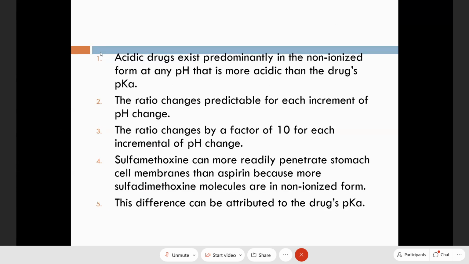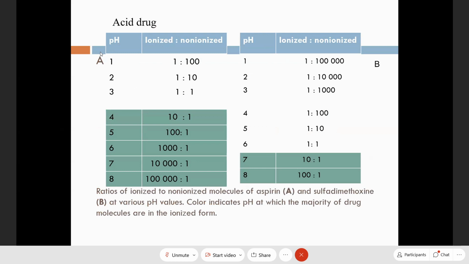Okay, so this one, just show you. Actually, these notes are to explain this diagram.